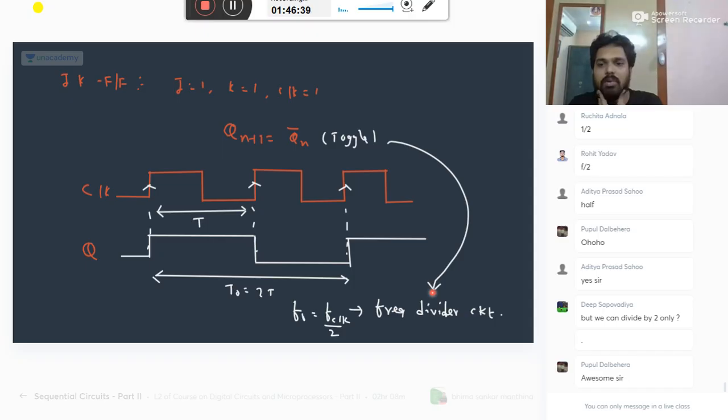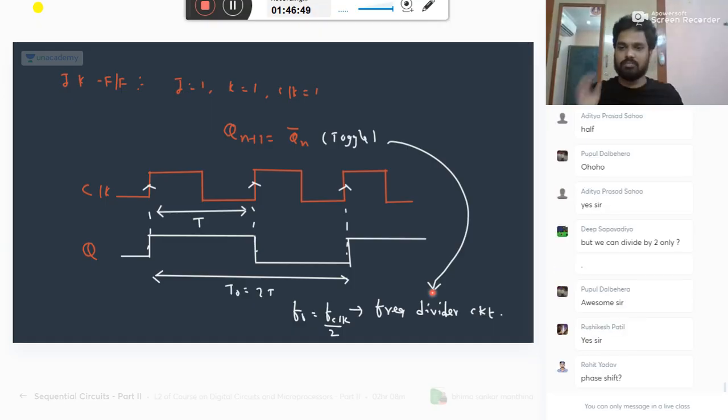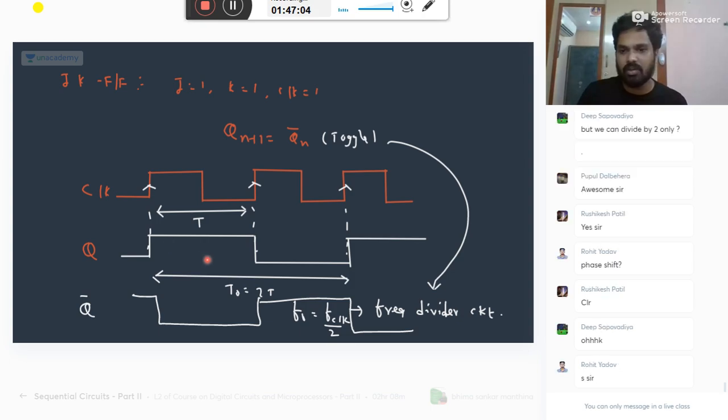Yeah, you take one more flip-flop, you can divide by 4. You take another flip-flop, you will divide by 8. Output of 1, you connect to another output. No, if you write Q bar also, your signal will be like this now. These two signals are 180 degrees phase shifted because they have half time period difference.